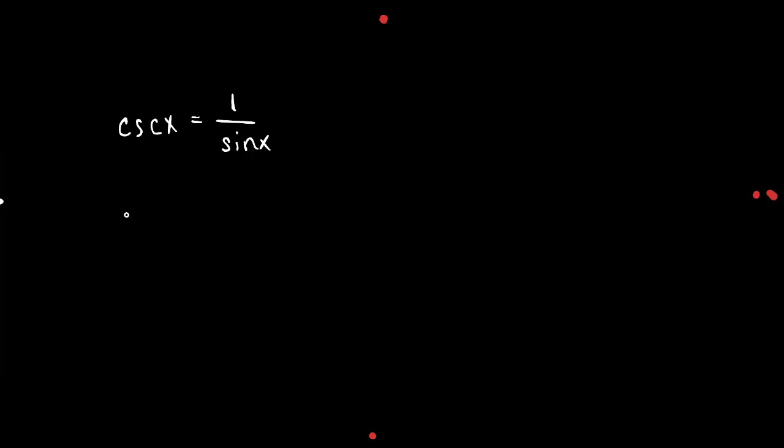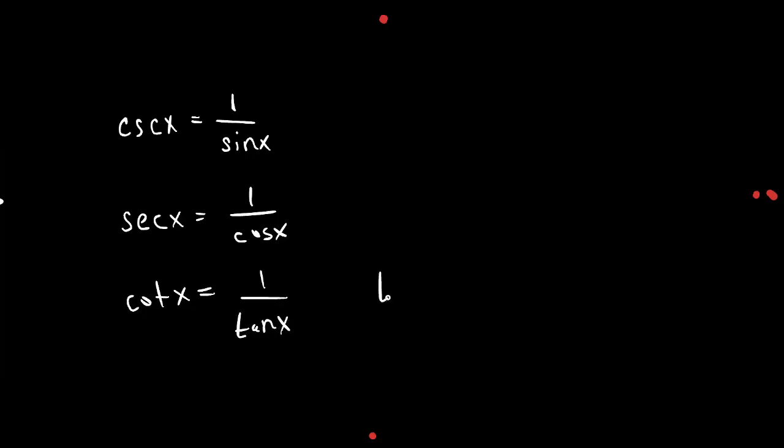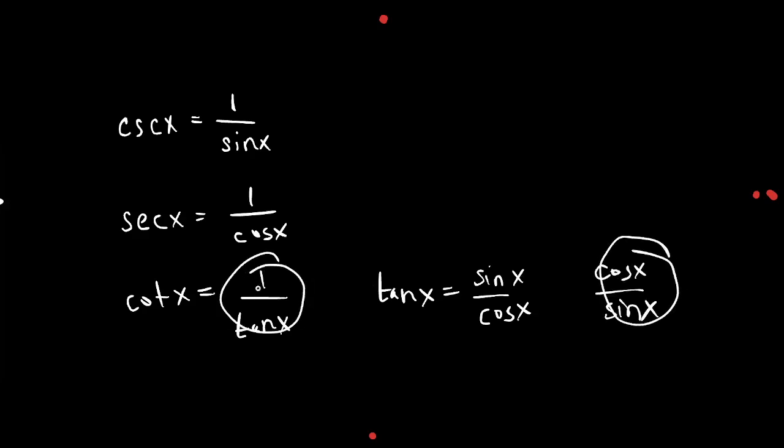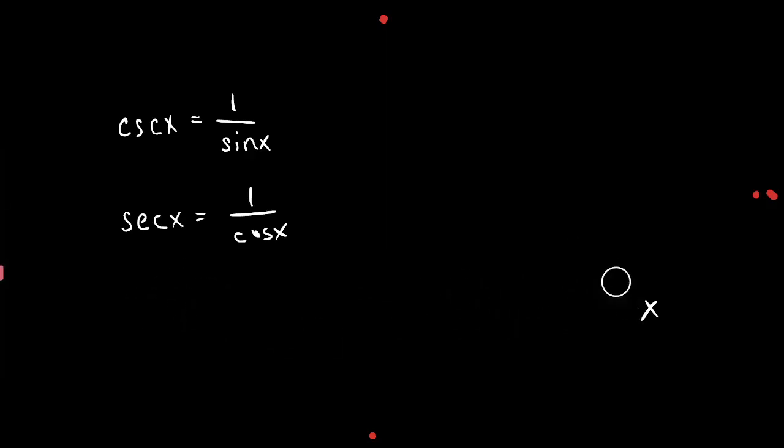And if we're trying to find secant x, we can do that by just doing the inverse of cosine. And our cotangent is just the inverse of tangent x, which we know is sine over cosine, which means that cotangent is also just cosine over sine. So you can use this or this, but just use those three functions that we have available and manipulate them to get whatever it is you're looking for.